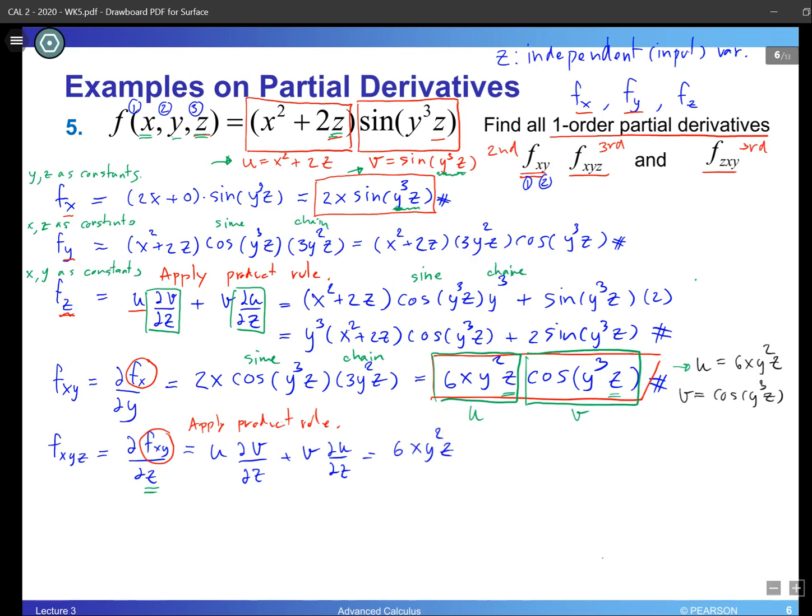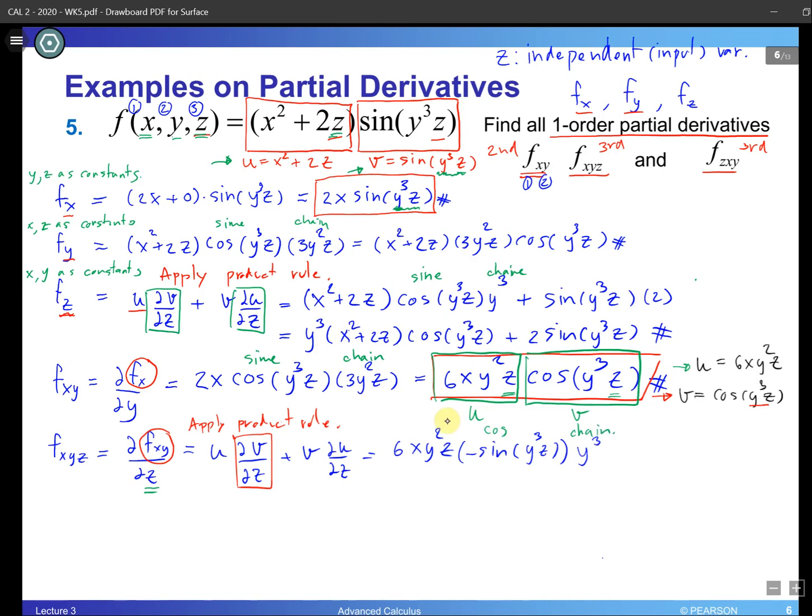Multiply with dv by dz. So let's find out about this. I'm going to look into this v and differentiate it with respect to z. Here I need to differentiate cosine first, so I get minus sine, and then I keep the terms inside the same, y cubed z. After that, I need to differentiate the inside with respect to z, and I get y cubed. Make a note that this comes from cosine, and this comes from the chain rule.